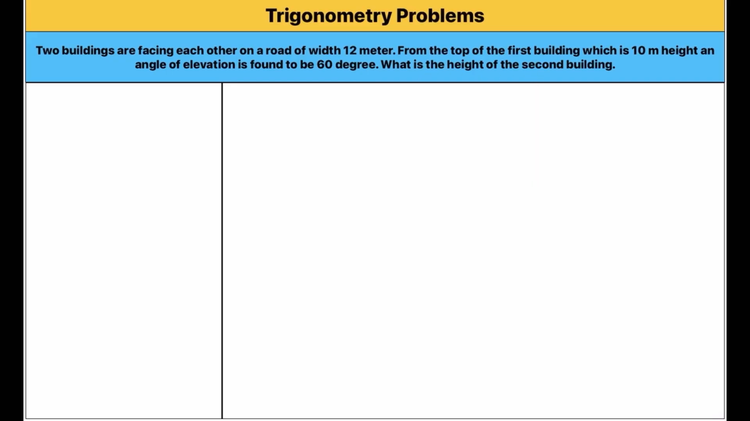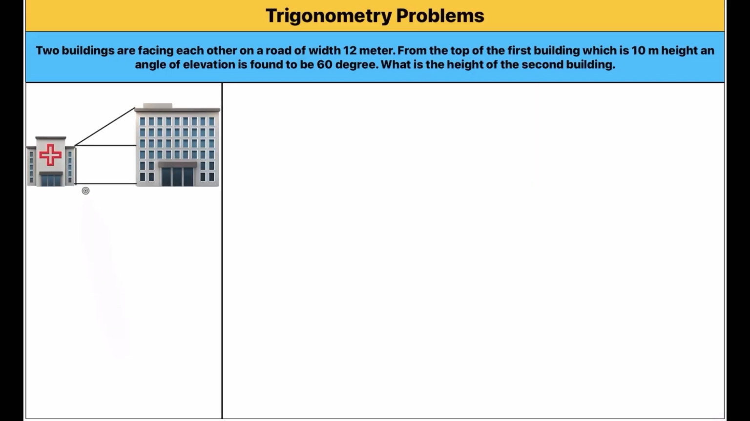Let's visualize first. Here are our two buildings. These two buildings are separated by a road which has a 12 meter distance. We already know one building is having a height of 10 meter and the observer is on top of that building, who is making an angle of 60 degree to the top of the second building. So we know that the second building height will be 10 meter plus something.